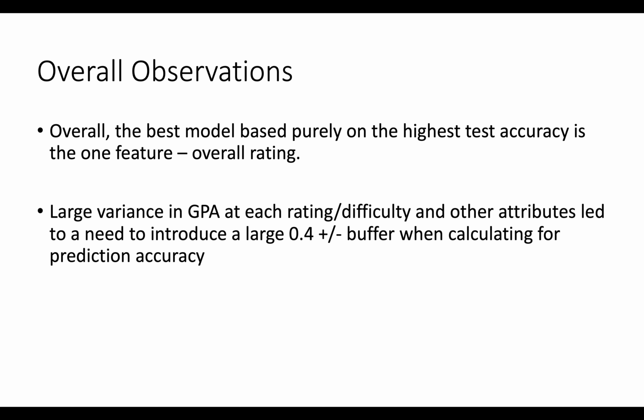So overall, with the linear regression, we found that the best model based purely on the highest test accuracy is the one feature with the overall rating. And it's important to note that with the large variance in GPA at each rating, difficulty, and in the other attributes, we needed this huge 0.4 GPA buffer when calculating prediction accuracy. So in the end, our model needed this buffer, so that's important to note.